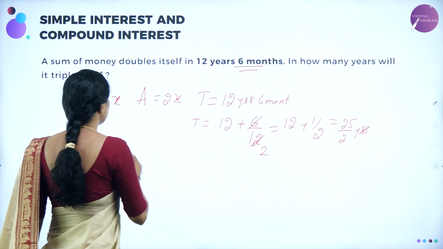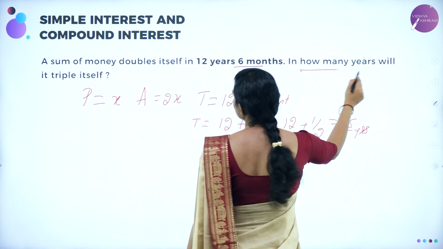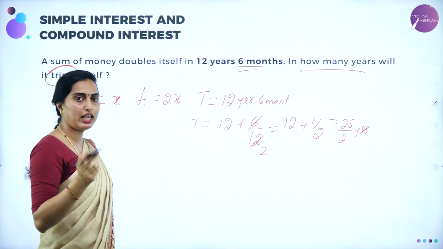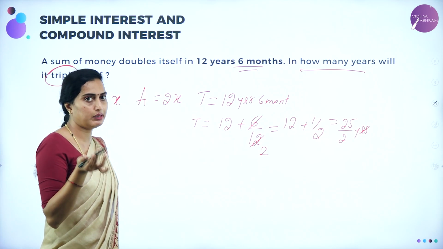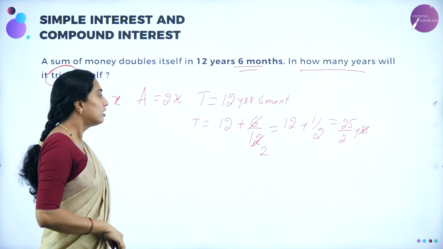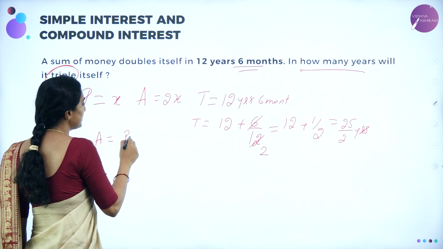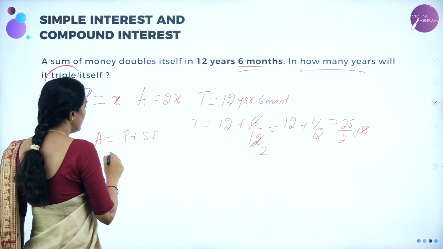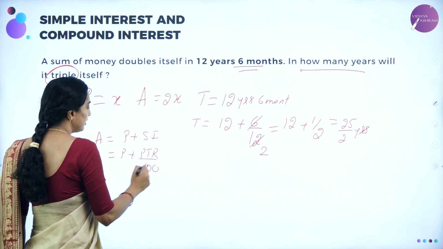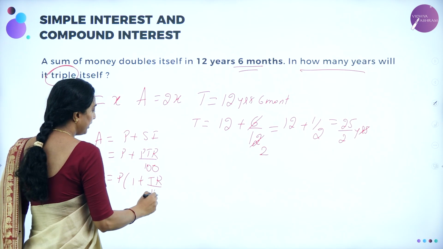So, that is the first part; let me calculate this one, and then they have asked, in how many years will it triple itself? Triple means what? A will be equal to 3x. Let me calculate for that one also, after calculating the simple interest. So, what is the formula? We know that A is equal to P plus SI. That means P plus PTR divided by 100. So, the answer will be P into 1 plus TR divided by 100.